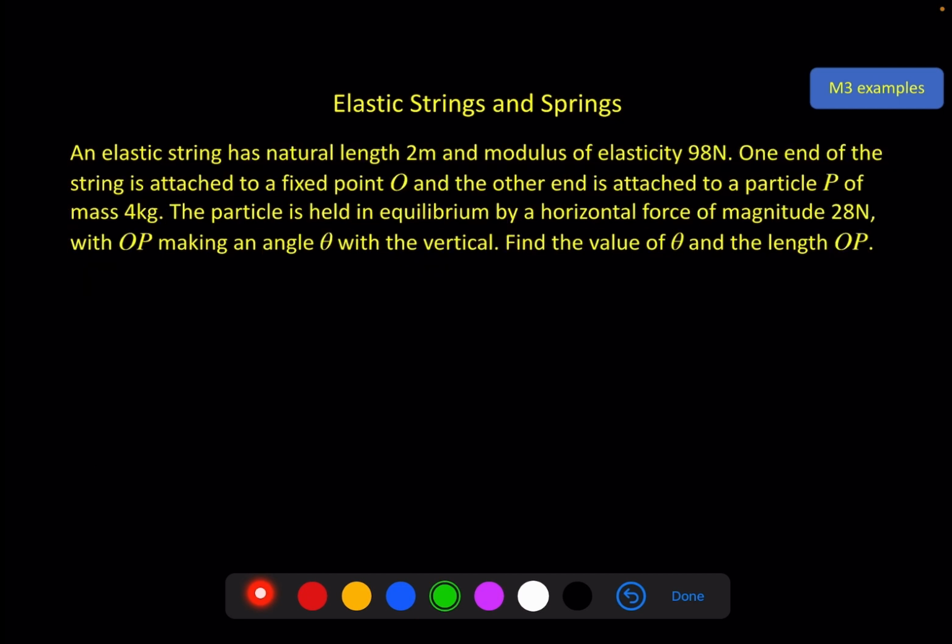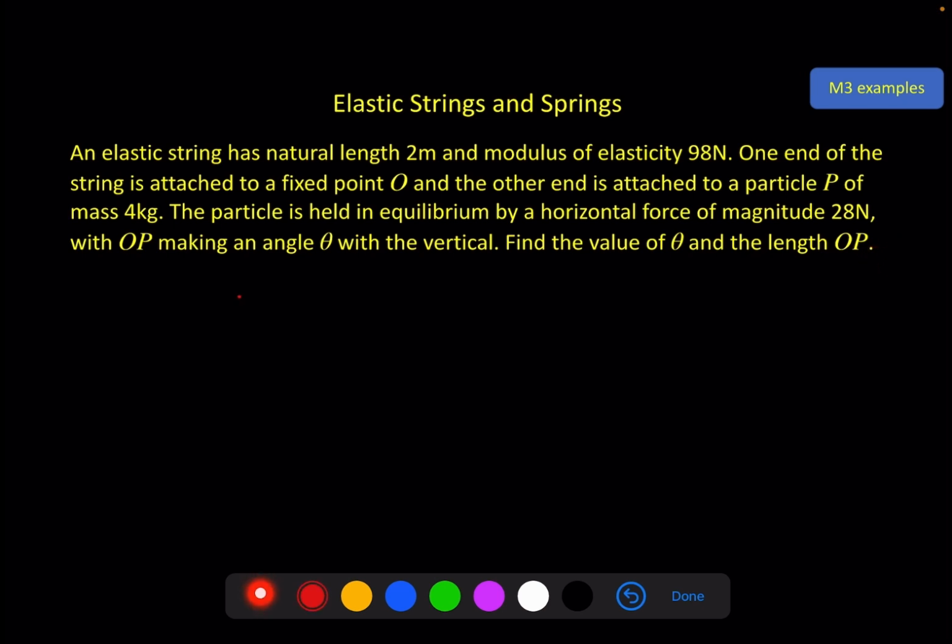Next example. An elastic string has natural length 2 meters and modulus of elasticity 98 newtons. One end of the string is attached to a fixed point O, and the other end is attached to a particle P of mass 4 kilograms. The particle is held in equilibrium by a horizontal force of magnitude 28 newtons, with OP making an angle theta with the vertical. Find the value of theta and the length OP.